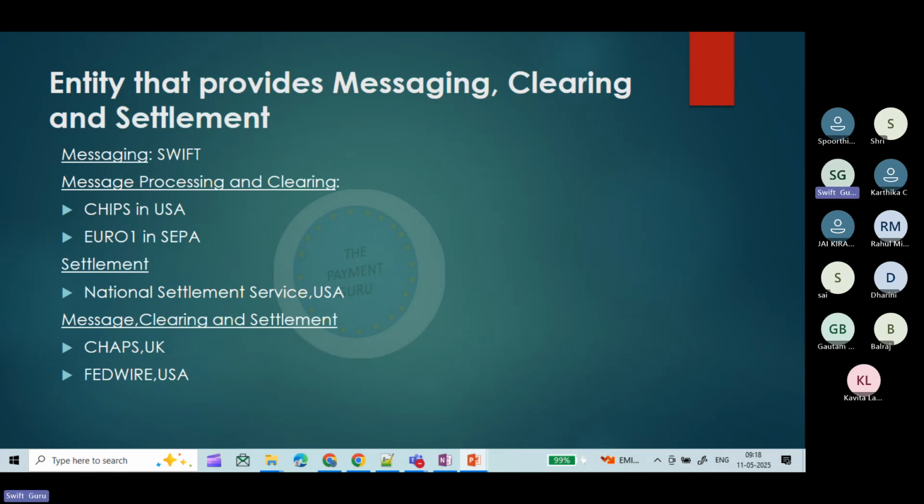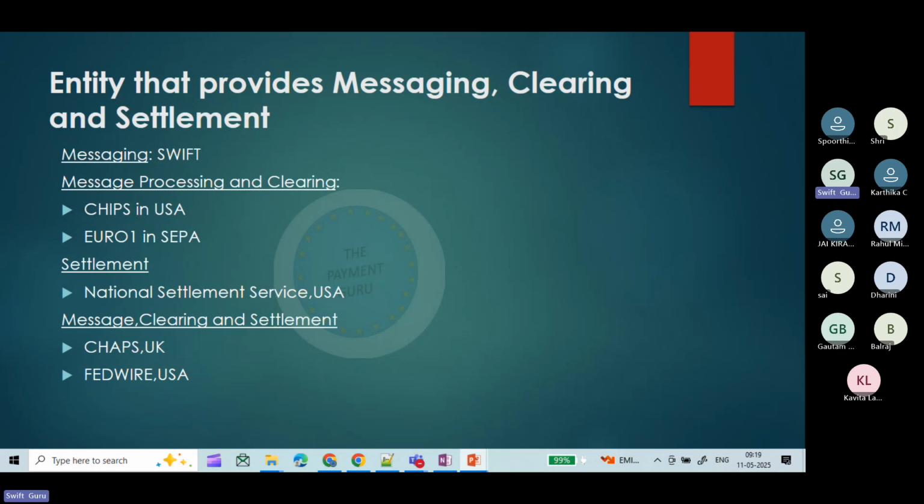For messaging, as you already know, Swift is one of the popular examples of messaging services, meaning Swift only transports a message from one party to another party securely, safely, and accurately. That's their job. They don't do clearing, they don't do the netting for the banks, they don't do the settlement. Movement of the funds doesn't happen there; the funds move for the cross-border payment into the accounts elsewhere. Message communication is the job of Swift, and that's what we are going to learn about.